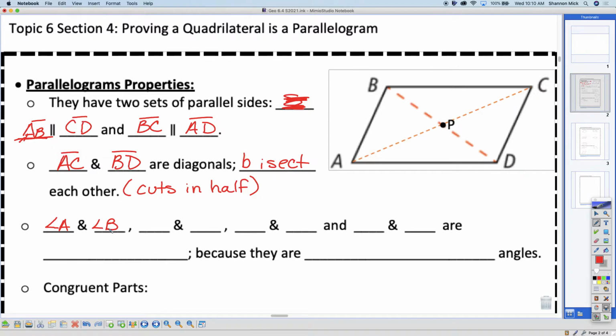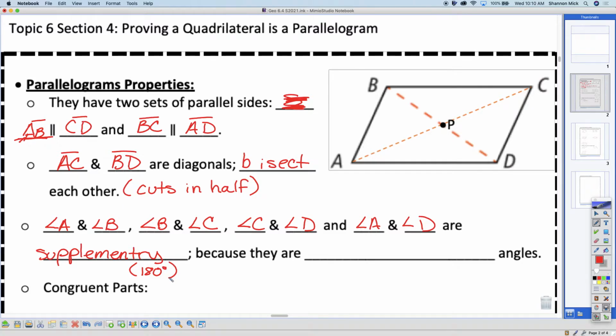So AB. What else? B and C. And then C and D. And then D and A. Okay, they equal 180, so what's that word for 180? Supplementary. And we probably should put what underneath of it? 180.